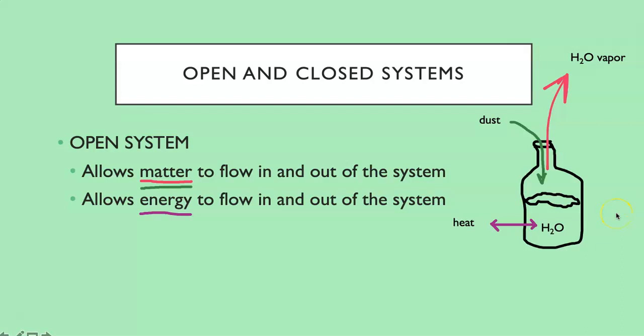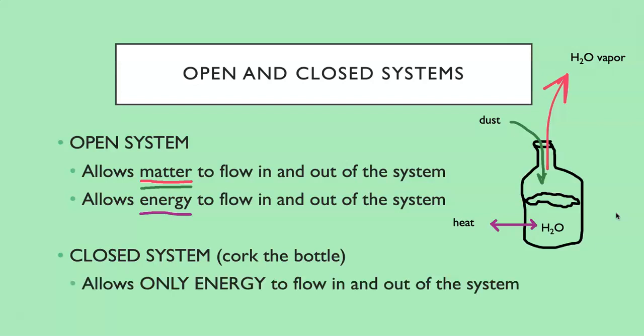And many systems in nature are open. A closed system would be, in this situation, if we simply put a cork on the bottle, because in a closed system, matter cannot flow in and out. However, energy can still flow in and out of a closed system.